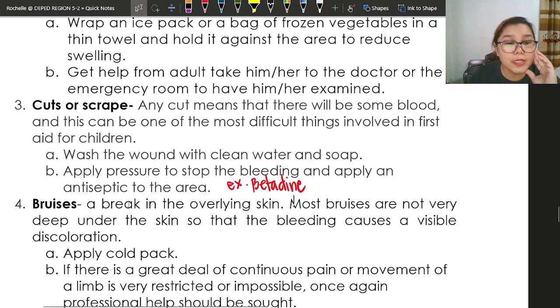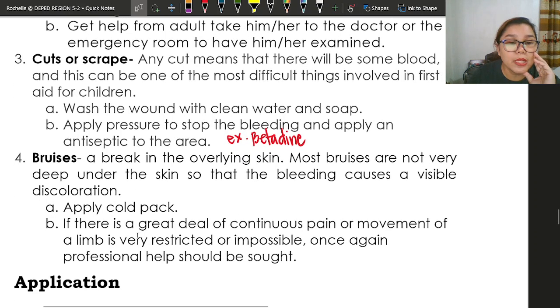Okay, for bruises, a break in the overlying skin. Most bruises are not very deep under the skin so that the bleeding causes a visible discoloration. So, ito yung mga pasa, kung sabi ko, lata. So, what should be done? Just like the bukol, apply cold pack. And if there's a great deal of continuous pain, so masakit pa rin, or movement of a limb is very restricted or impossible, once again, seek professional help. Professional help should be sought.